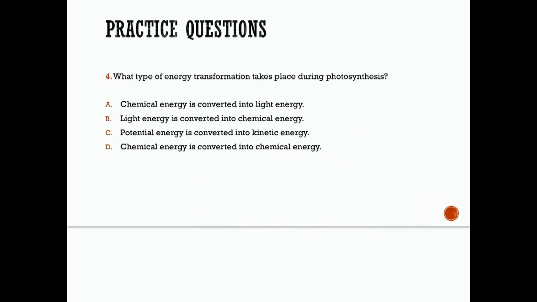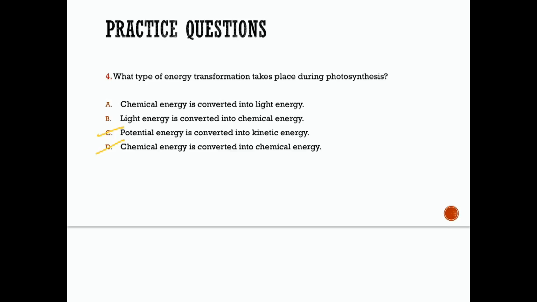Number 4, what type of energy transformation takes place during photosynthesis? All right, so let's cross some of these off by the process of elimination. We've got A, chemical energy is converted into light energy. All right, if you weren't really sure, you can maybe keep that one. B, light energy is converted into chemical energy, so it just has those flip-flopped. Let's see, C, potential energy is converted into kinetic energy. All right, we haven't even spoke of that. And then chemical energy is converted into chemical energy, which no.